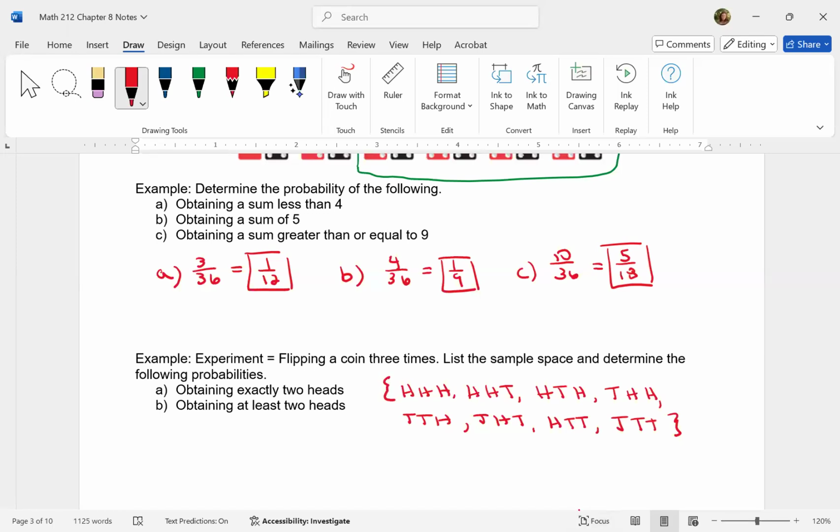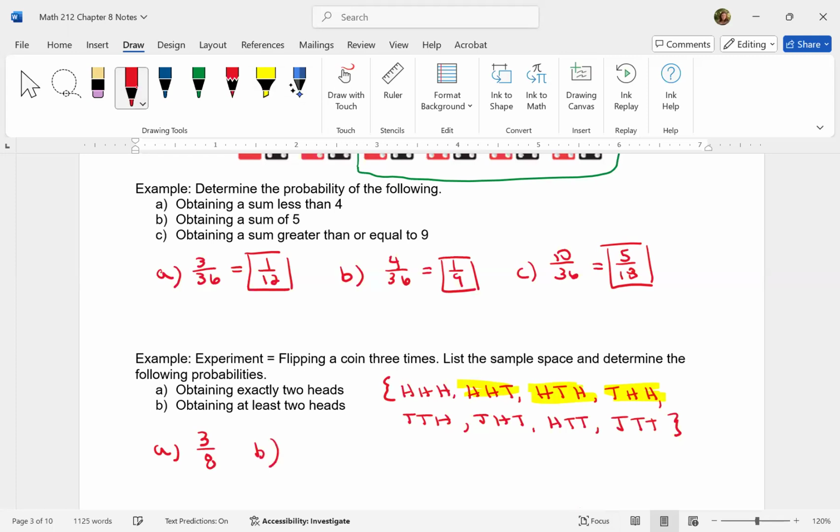And then the probability of obtaining exactly 2 heads. Okay, so which ones qualify? Let's see. This works. 2 heads, 2 heads, 2 heads. Exactly 2 heads. So that would be 3 out of 8.